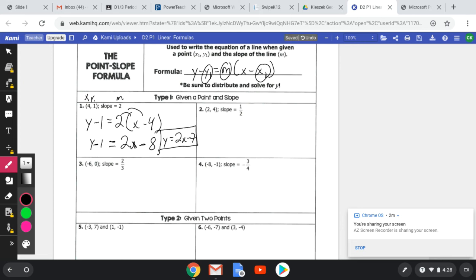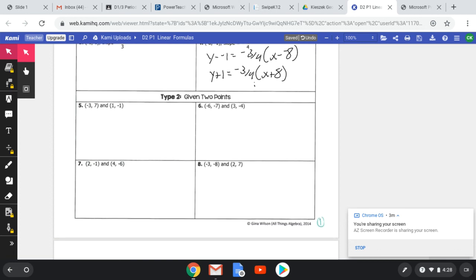And that's how you do the rest of these problems here. Just gotta watch out for some negative signs. Let's look at number 4, a better example here. Since I have negative numbers, the minus sign in the formula doesn't replace those negative numbers. It's really y minus negative 1 equals negative 3/4 times x minus negative 8. And then the minus negative really just means it's positive. So y plus 1 equals negative 3/4 x plus 8. And then you would go about finishing the problem here. Okay. So that's type 1, given a point and a slope.